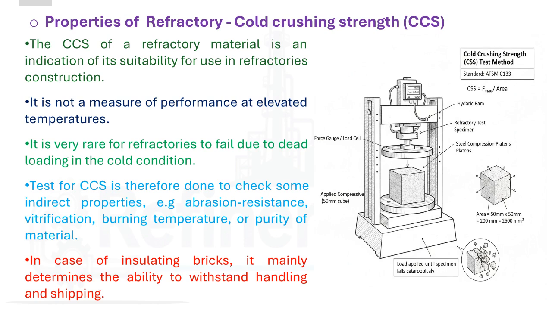For insulating bricks, CCS has a slightly different meaning. It's less about hot performance and more about mechanical strength during handling and transport. Imagine moving tons of insulation bricks across India from the factory to the refinery. If the bricks can't withstand shipping stress, they will never make it to service. So when you see CCS values on a data sheet, remember, they are telling you something about how the material was produced and its general robustness, but they are not a direct predictor of hot service performance.